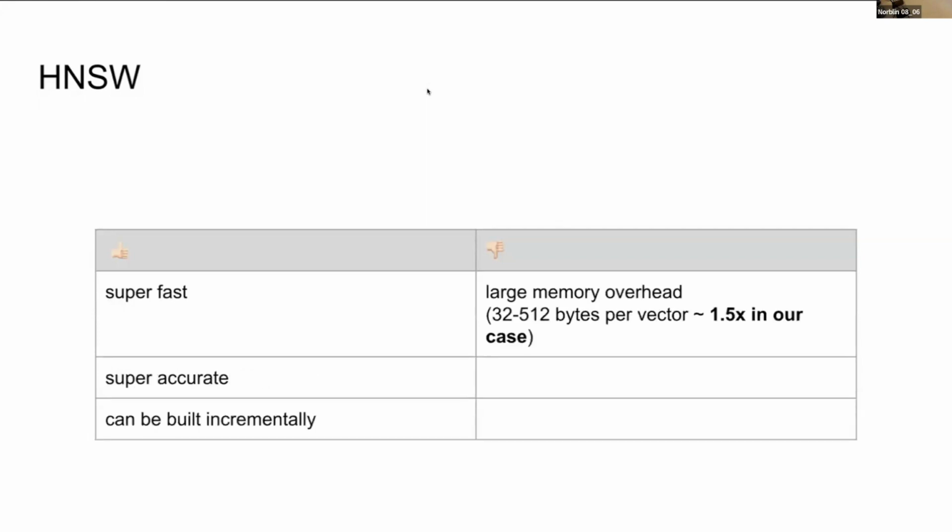The downside of HNSW is that it has a large memory overhead. We are looking at about 32 to 512 bytes per vector. So in our case, that would be 1.5 times the original size of the dataset. So we would go from 48 gigs of RAM to about 720 gigs of RAM. And in FAISS, we would call this index HNSW flat.